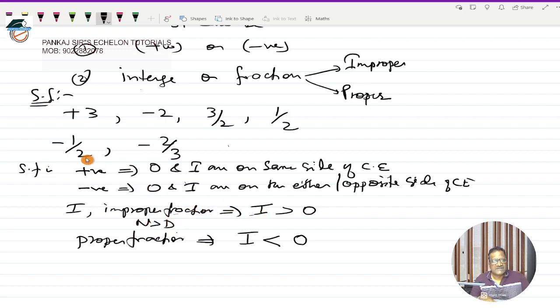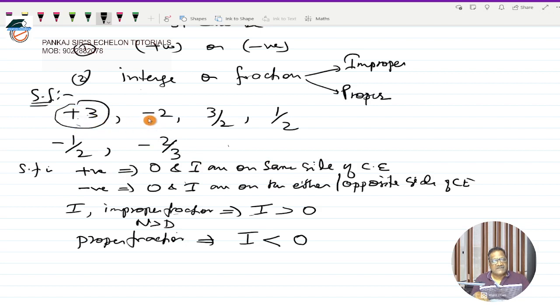Suppose you have a scale factor of +3. What I can tell you definitely is, because the number is an integer, the image will be bigger than the object, that is sure. And because it has a positive sign, that means the object and the image both will be on the same side of the center of enlargement. That is the meaning of this scale factor +3.